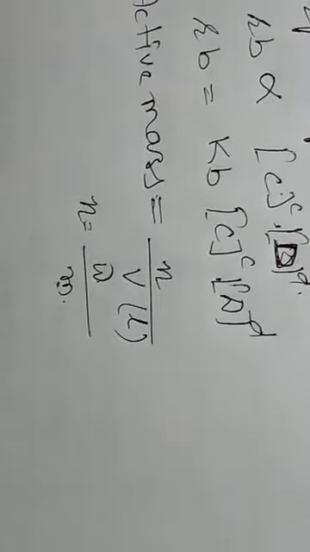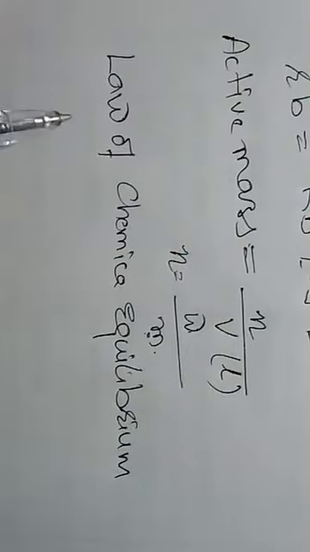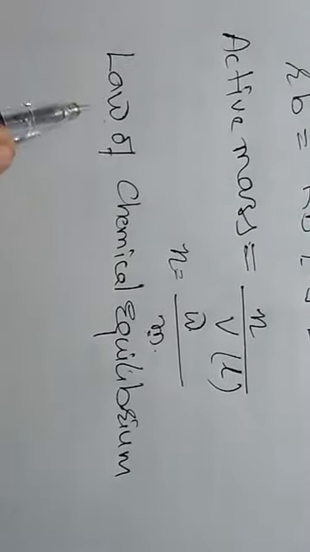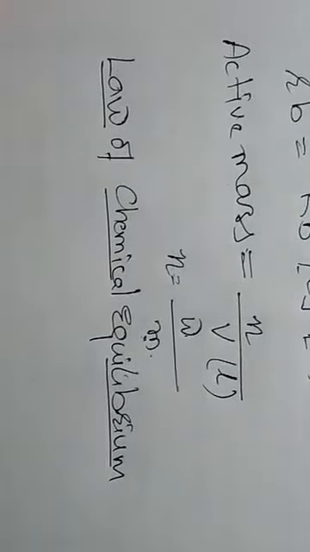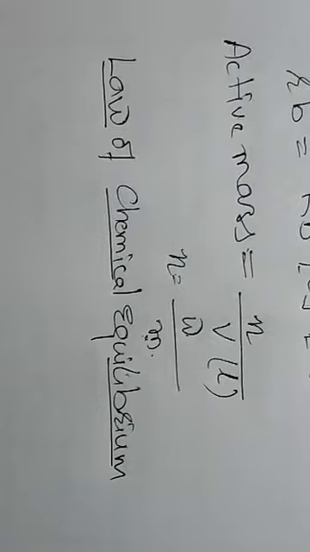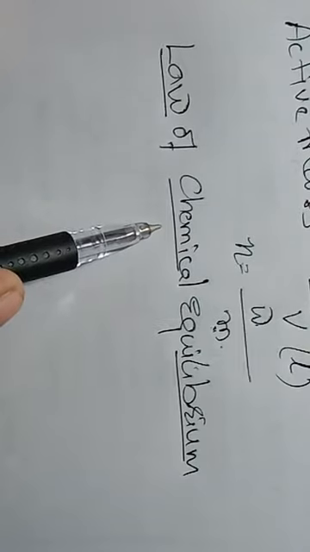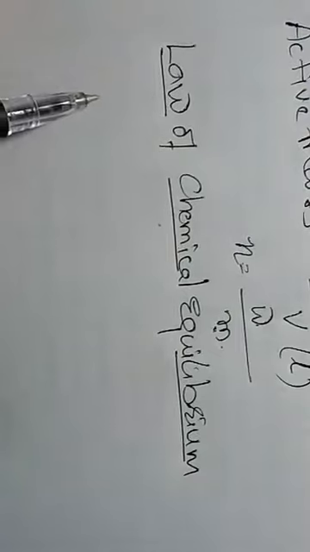Okay, so this was the law of mass action. Now we are going to discuss the next page, page number 7a.8, paragraph number 7a.4, and the heading is Law of Chemical Equilibrium. Okay, students. First we will derive the mathematical expression for the law of chemical equilibrium, and then we will give a definition for this law in words.